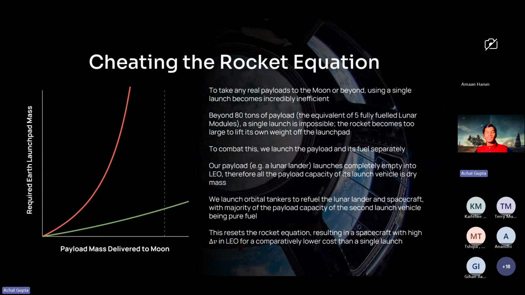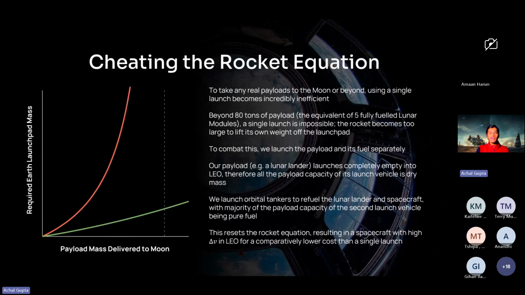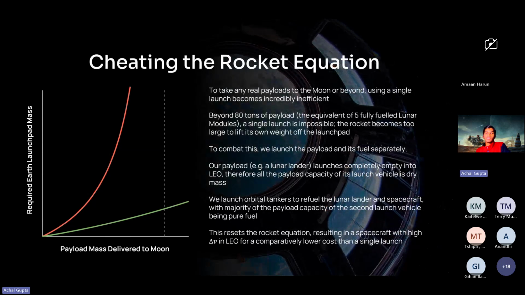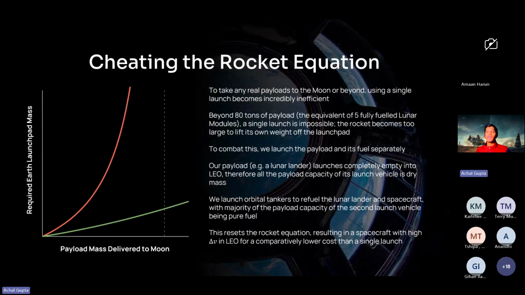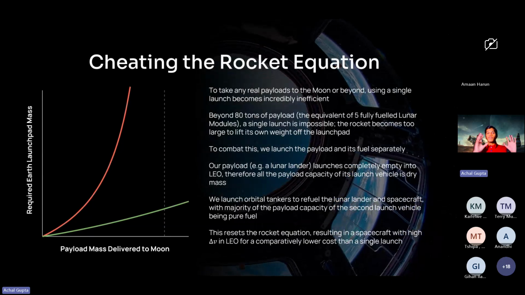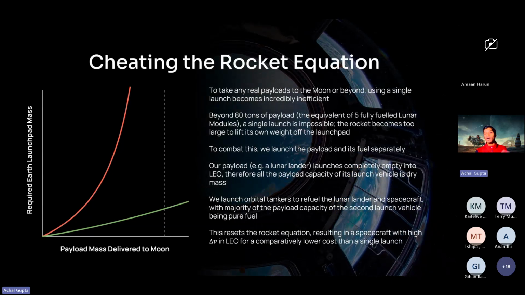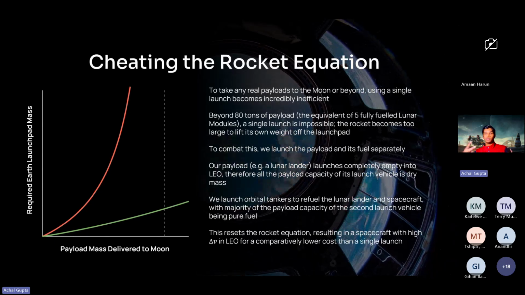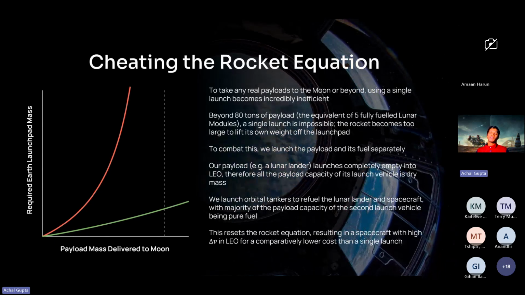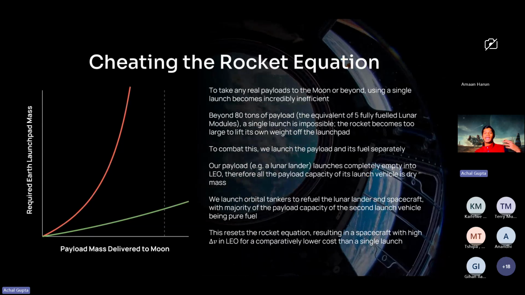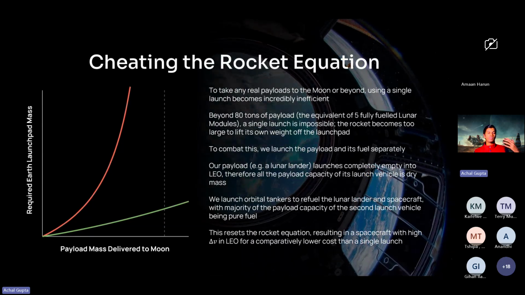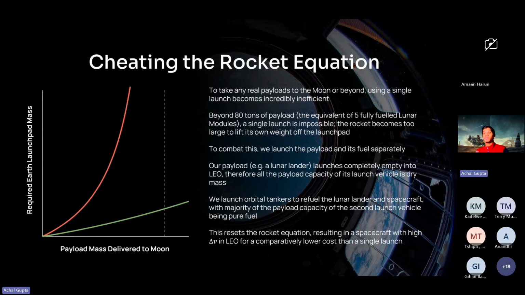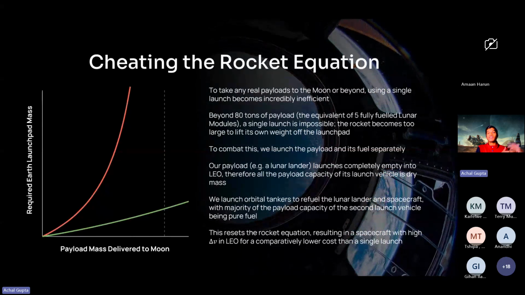In this case, as you can see, the red curve signifies the mass equation as it grows for the amount of payload you want to send to the moon. Beyond 80 tons of payload, you just can't do it from Earth if you account for losses. However, if you launch two rockets, then the mass can be shared amongst them. As a result, you are basically resetting the rocket equation, your fuel requirements will be much lower, and you will save a lot of money.